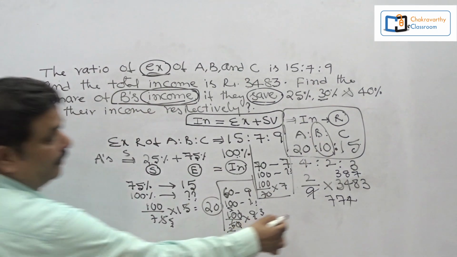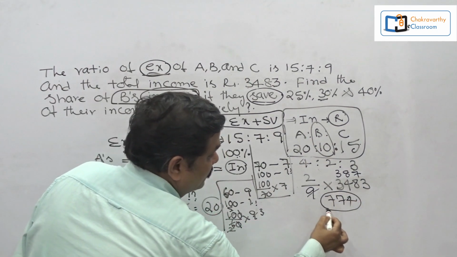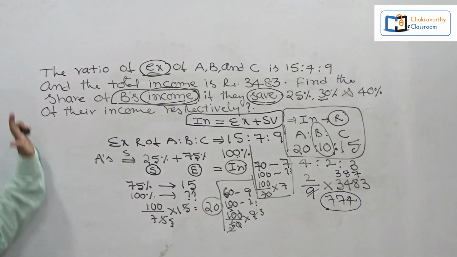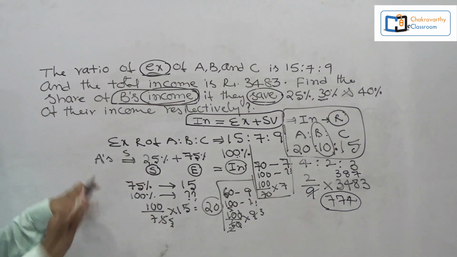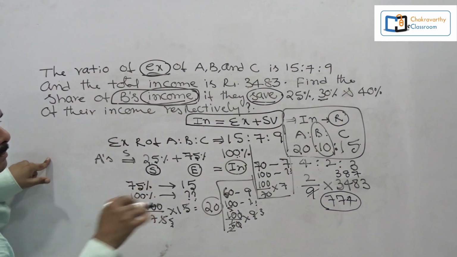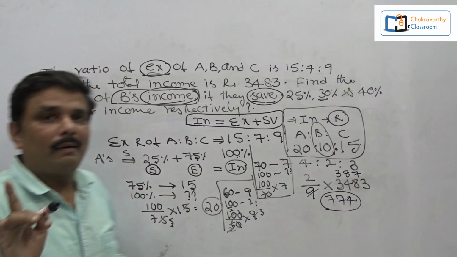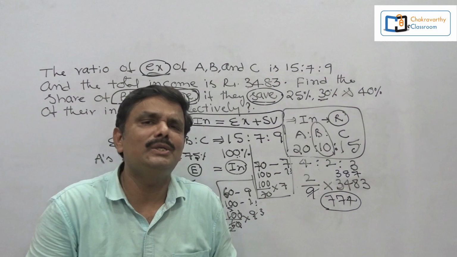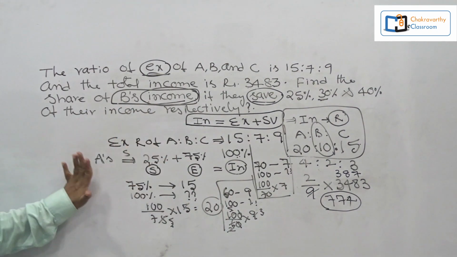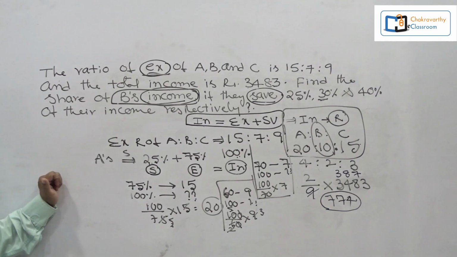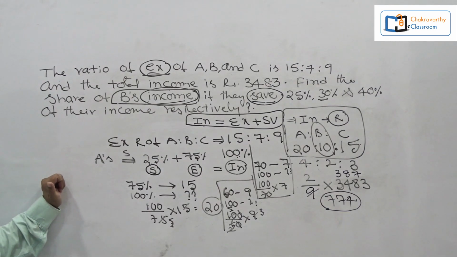So here B's share is 774, which is the right answer. How simple this one is, students, right? Actually, while learning this method, some people may face a little difficulty initially in how to use this unitary method. Once you know the technique, it is very, very easy. I'm reiterating that one more time.